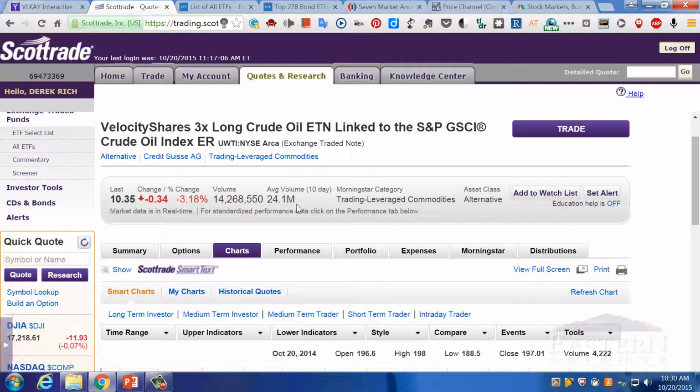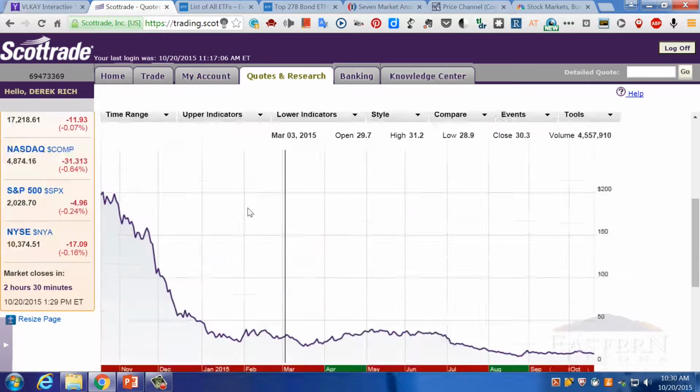It means if it goes up by a cent, my stock will actually go up by 3 cents. If this goes down by a cent, or the price of crude oil goes down by a cent, my stock will go down by 3 cents. So you are gambling a lot more, actually 3 times, by using this exchange traded note. So if I want to actually do the channels, you can set it up.